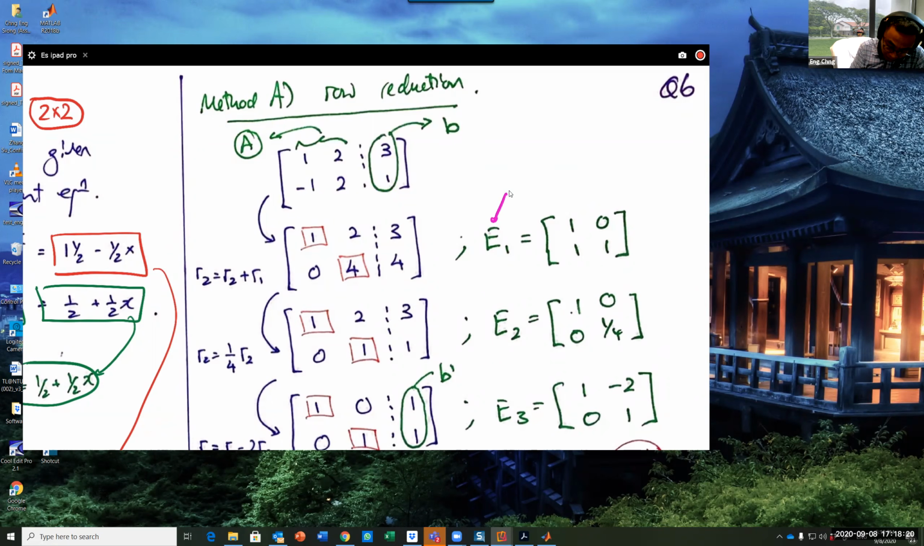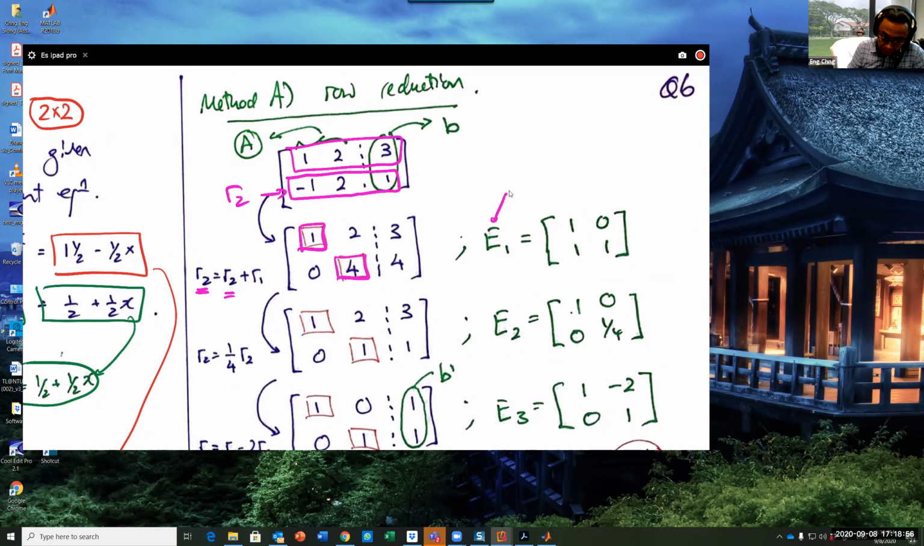Row 2, which is this guy, equals row 2 plus row 1. So it is the whole of row 2 plus row 1, equals this: minus 1 plus 1 is 0, 2 plus 2 is 4, 1 plus 3 is 4. Okay, I've gotten row 2 now. Then I also circle the pivots. And in fact, if we do Gaussian elimination, we are done. Then we can do back substitution.